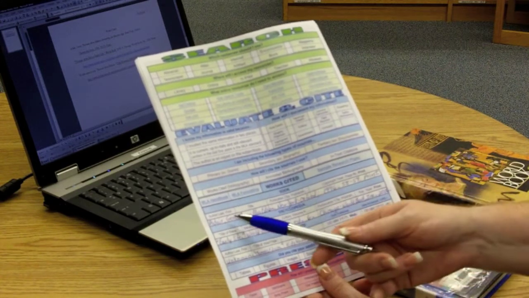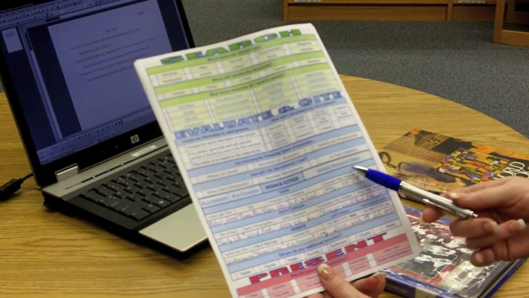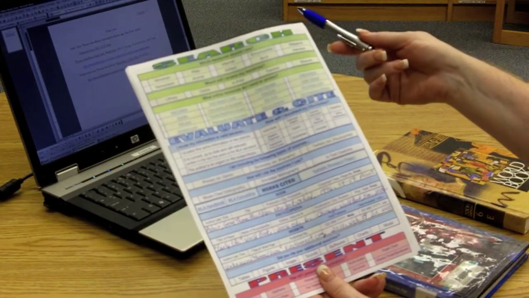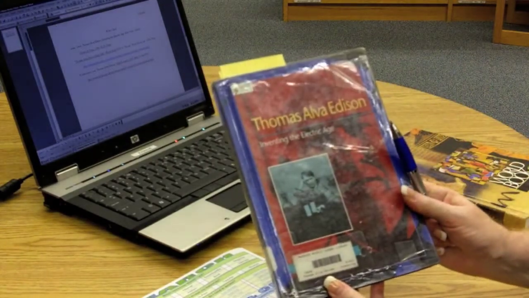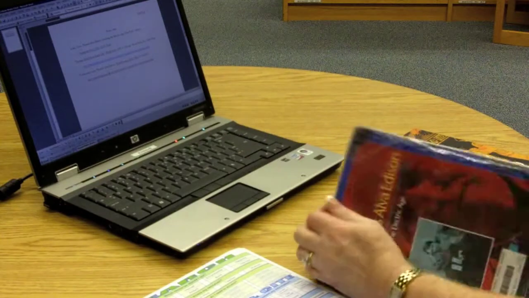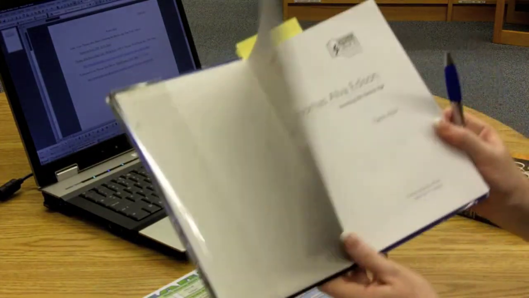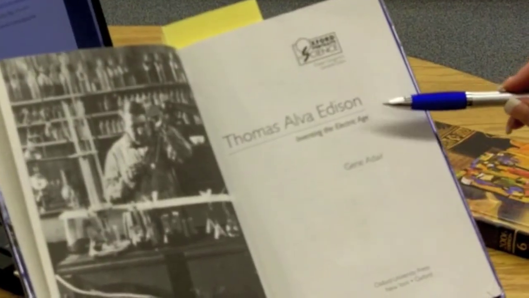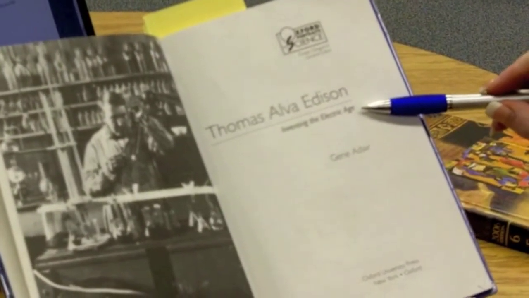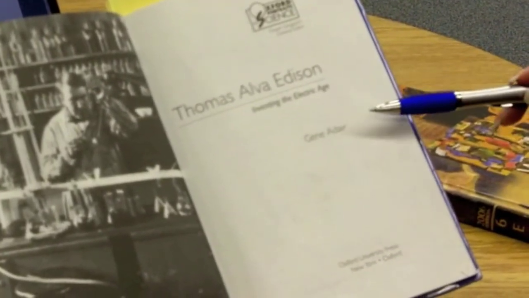And this is very important because the way that you fill this out, it's going to make it easier for you when you go to your actual works cited page to fill in that information. Well, here's the book we're getting the information out of that we want to put in our paper. So we open the beginning of the book and we come to something called the title page. And the title page will have the name of the book, in this case Thomas Alva Edison, with the subtitle, Inventing the Electric Age. And you may want to include the subtitle with your title as well.